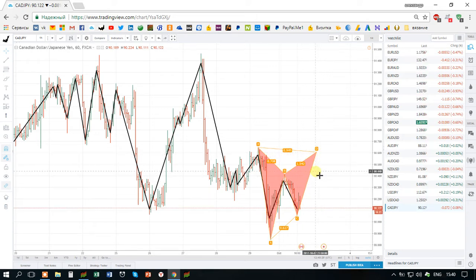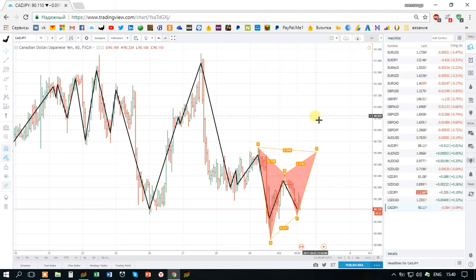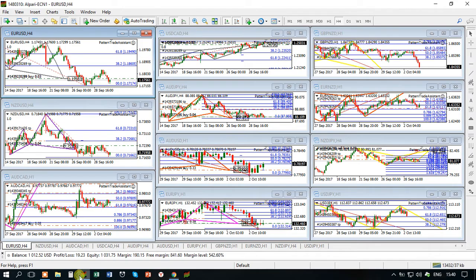If it breaks B, for example, just place an alert, right click, add alert. You see, Alt plus A, you will add an alert and it will make some sound, maybe telling you that price went higher. You can set the same with Metatrader.